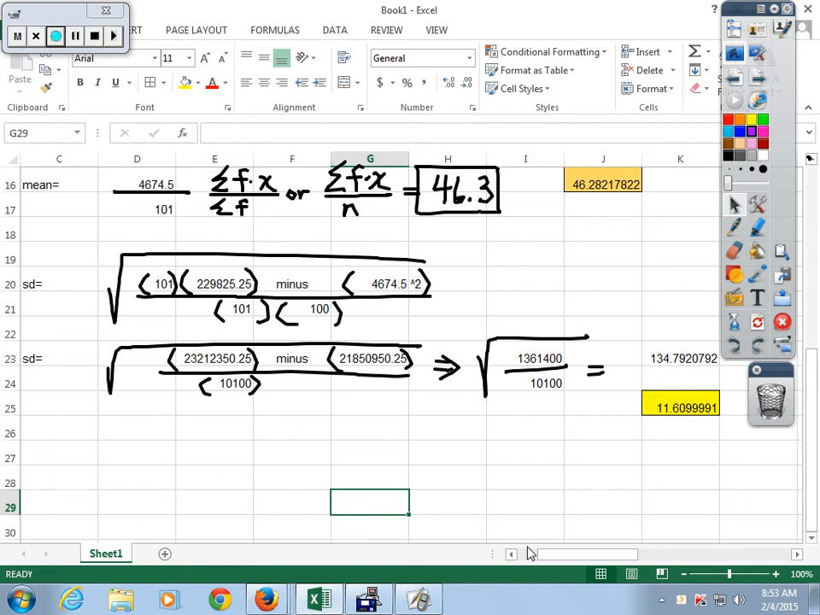So I'm just going to do it up here, because that way I won't have to worry about rounding it off. So what goes in the center?